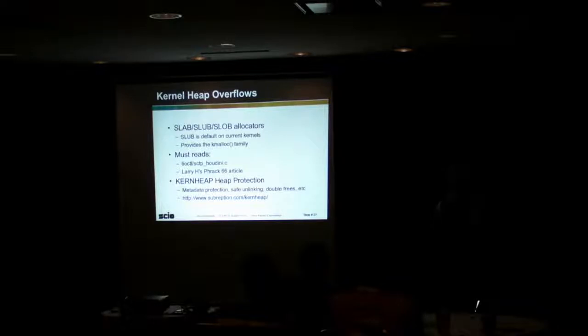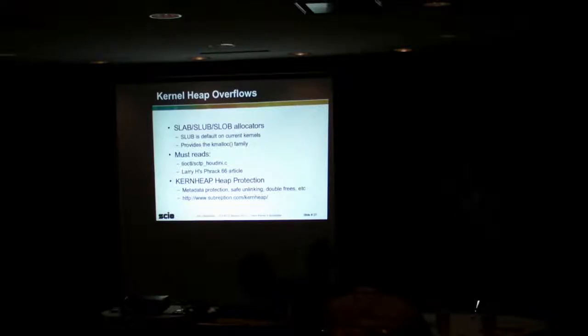Also, you have kernel heap overflows. In the Linux kernel, you have three types of allocators, which are all very similar. Some are just targeted at slightly different allocation models. You have the slab, slub, and slob allocators, and I think there's one more too that was recently developed. Slub is the one that's used by default on these kernels. It used to be slab, but they transitioned over to slub, and it provides the kmalloc, kfree family of functions.